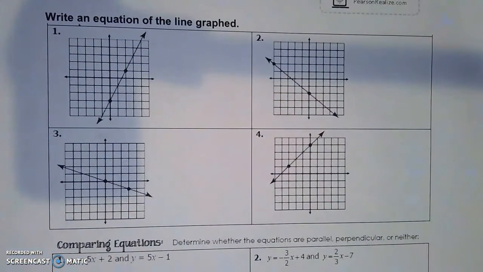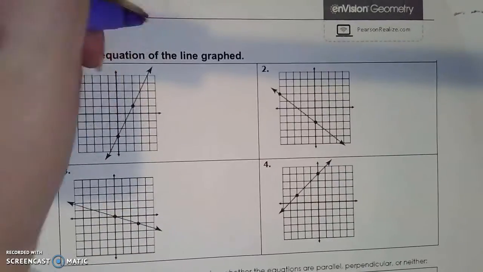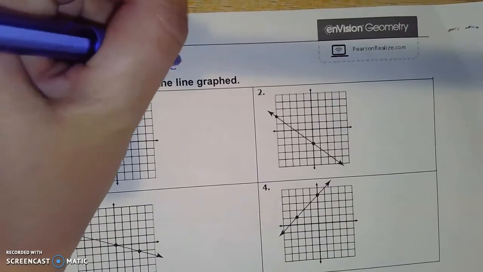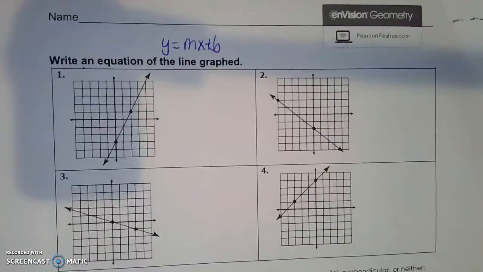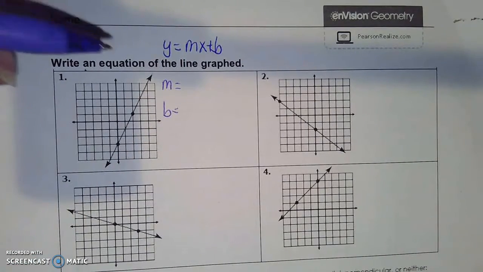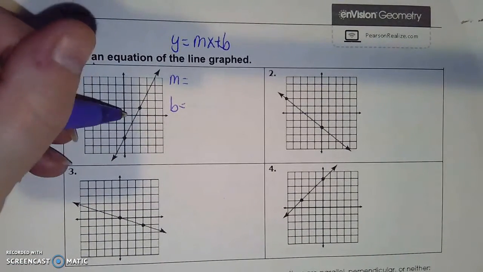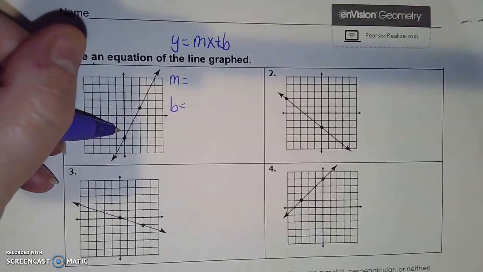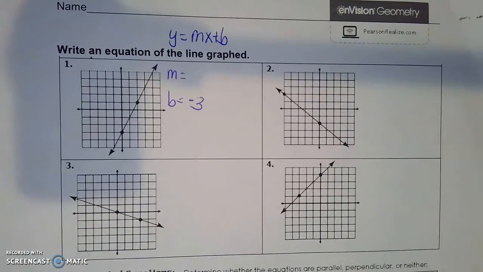it asks you to write the equation of the line graphed. And when it's asking you to write the equation of a line when it's graphed, you're going to write it in slope-intercept form. Y equals mx plus b. So you need to know your slope and you need to know your y-intercept. The y-intercept is the point where it's crossing the y-axis. So right here. So here's 0, 0. I go 1, 2, 3 down. So -3 is my y-intercept.